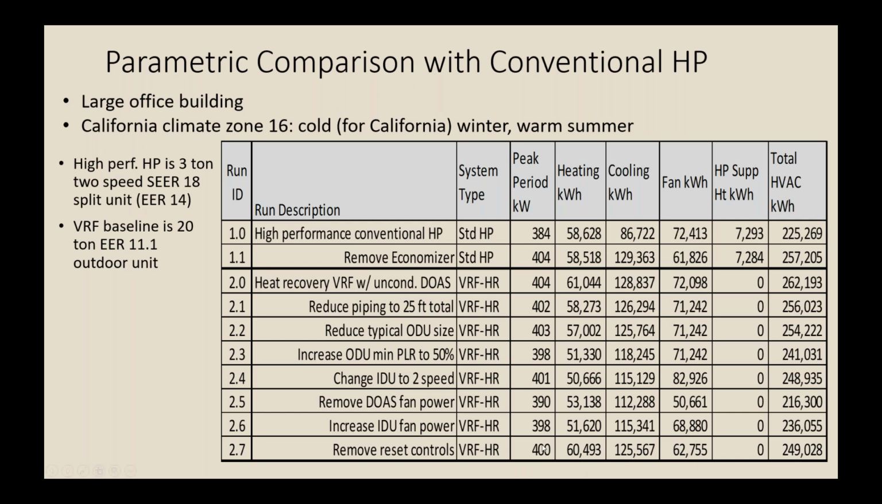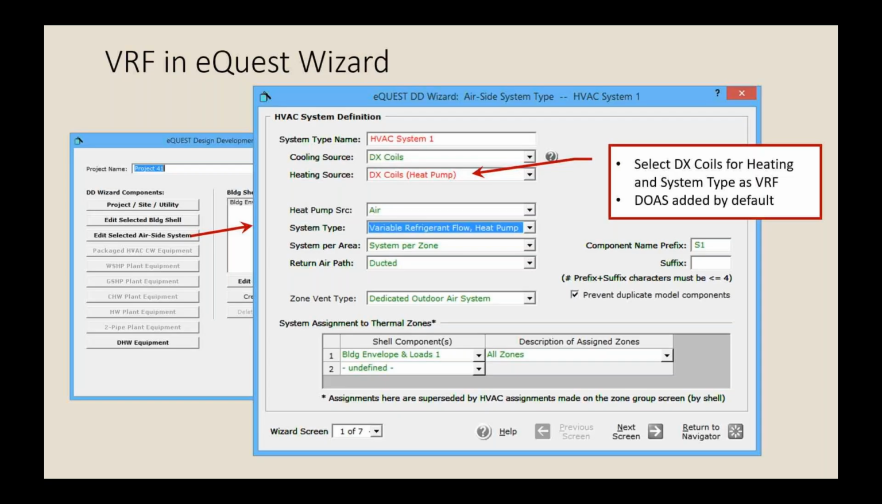In the end, the VRF system has slightly higher heating, slightly lower cooling, and similar fan power to the high performance 2-speed heat pump. So that's what you would expect once you take away all the bells and whistles of the VRF system. Then it's going to perform basically like an airside heat pump. Okay, so that's the technical content.